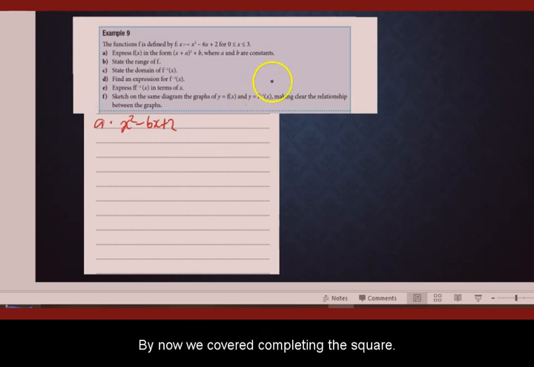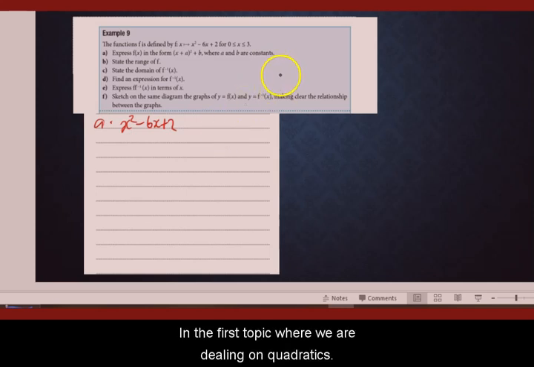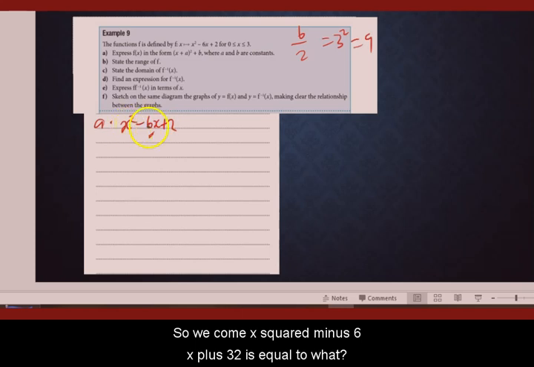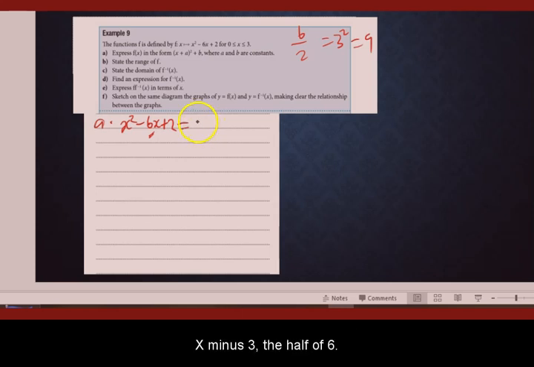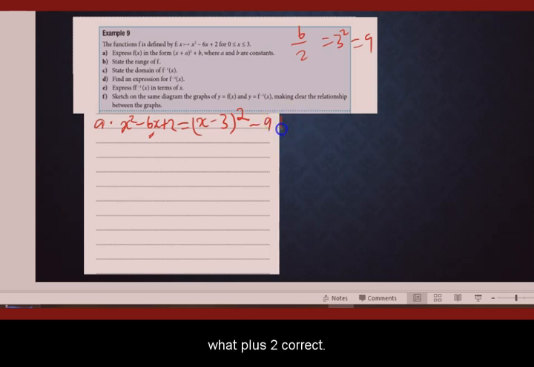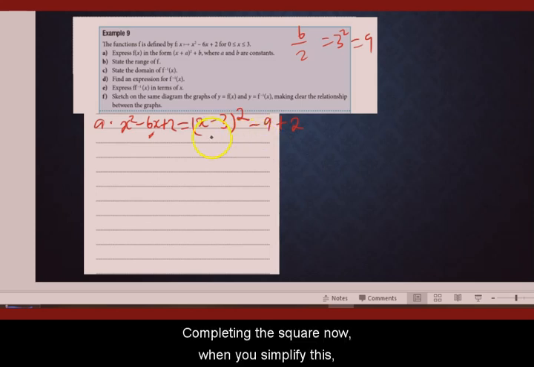Completing the square. By now we covered completing the square in the first topic where we are dealing with quadratics. You simply take b. b is 6, so divided by 2, you get 3. Square 3, you get 9. So x squared minus 6x plus 2 is equal to what? x minus 3, the half of 6, then squared, minus that square, which is 9, plus 2. Correct. Completing the square.